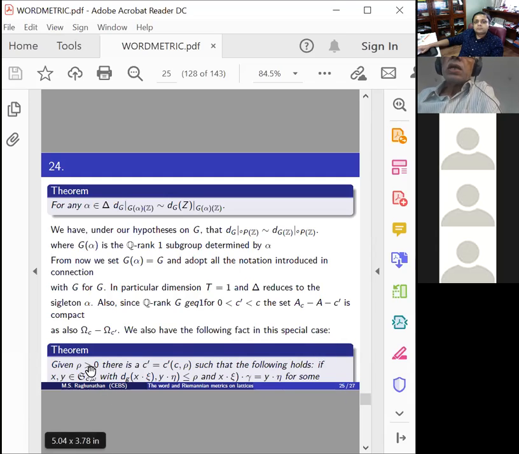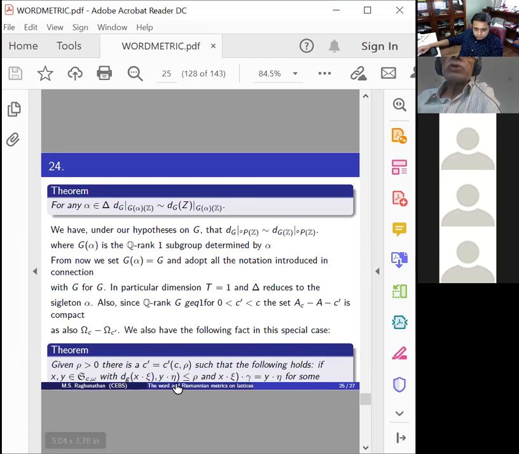I'm just writing this. This is the main theorem I'm essentially restating. Given rho greater than 0, there is a C prime equal to C prime of rho, such that the following holds. If x, y is in C omega, with dG of x xi, y eta, where xi is a point in the fundamental domain, y eta is also a point in the fundamental domain, less than or equal to rho.